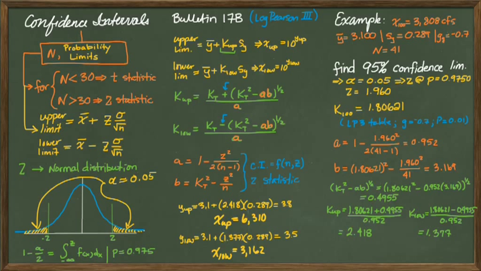and over again using different observed data along that same river, maybe different intervals along the same place, if we did that over and over and over again, we would expect that 95% of the time we would be between 6,310 on the top and 3,162 on the bottom. So hopefully that helps.